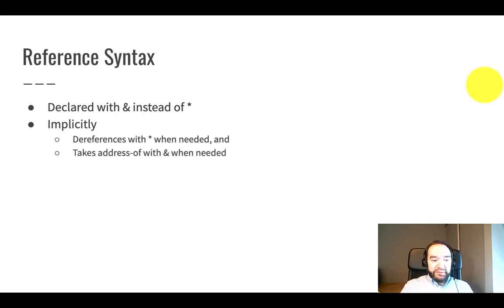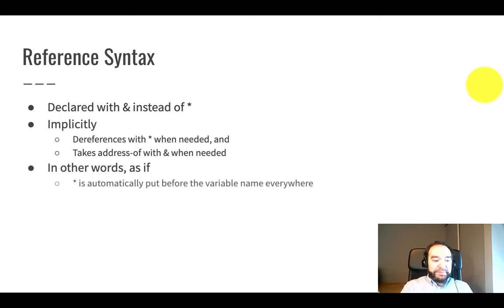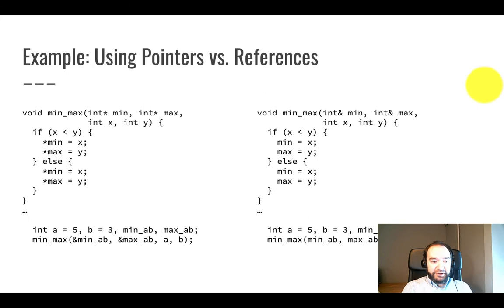Likewise, the compiler implicitly takes the address of an object when needed, as if the compiler inserted the ampersand operator to take the address of objects to convert an object to a reference of that object. You don't have to worry about these things. So in other words, it's kind of like the star operator, the dereference operator, is automatically put before the variable name everywhere, with the exception of type declarations and when you're passing by pointer. Here's an example that I think might illustrate that better.